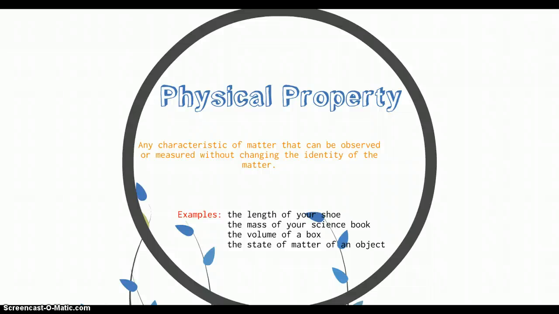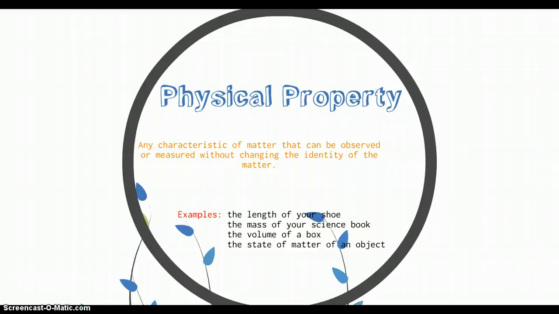That didn't change it. The mass of your science book is another physical property, finding the mass of an item. When you set it on a pan balance, it's not going to change what the item is. It's going to stay the same. The volume of a box. We've talked about a couple different ways to find the volume of an object. You can either do length times width times height, or you can do volume by immersion. And even if you were to immerse a box in water, it's still a box. It's just a wet box. So you're not really changing the identity of it.